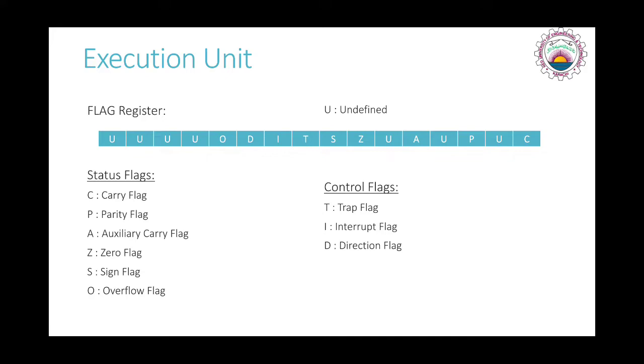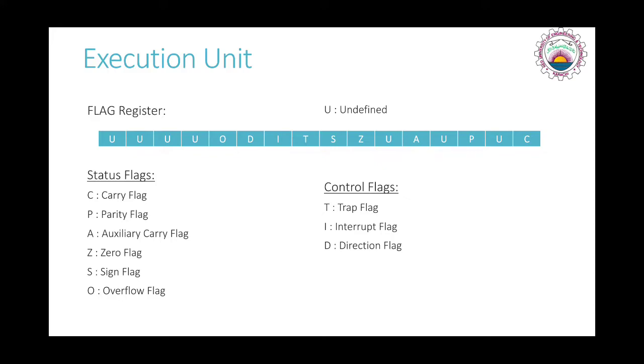Then second status flag is parity flag. Parity flag shows how many number of ones are there in the result. If number of ones are an even number, then parity flag will be having logic 1. Otherwise, if you are having odd number of ones in the result, then parity flag will be having logic 0.